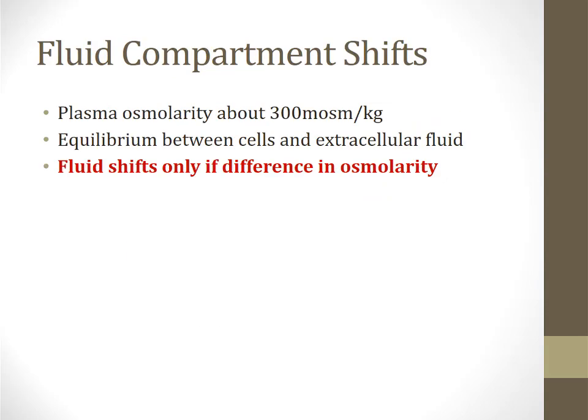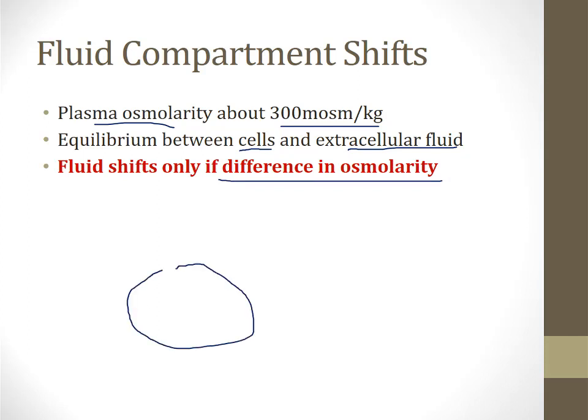Now let's talk about how fluid volume shifts between the different spaces in the body. You should be aware that plasma osmolarity is about 300 milliosmoles per kilogram, and there is an equilibrium established between the fluid inside of cells and the extracellular fluid. And fluid volume is only going to shift from outside of cells to inside of cells if a difference exists in osmolarity. So for example, let's imagine that we have a cell, and inside the cell the osmolarity is 300 milliosmoles. We can add all the volume we want of fluid at 300 milliosmoles to the extracellular space. None of that volume will move inside of the cell.